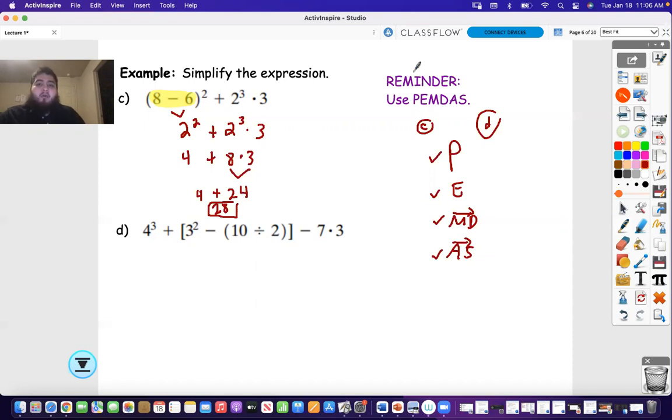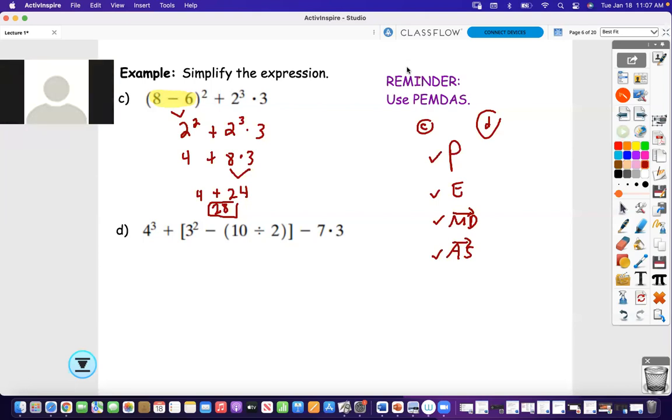Does everyone see how we apply the steps one at a time? I got a little thrown off at first, but I do see it now. All right, let's try out D together, guys. And then you'll do your first set of practice problems on PEMDAS, okay?